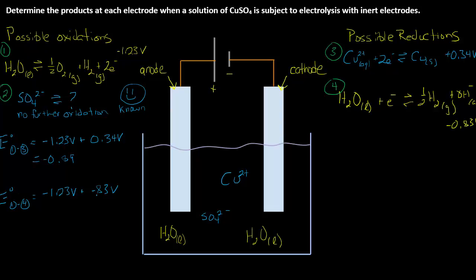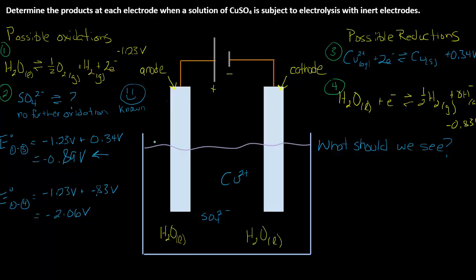The first would give me a voltage of negative 0.89. I'll just clean that up. Okay, that was a bad 8. So negative 0.89 volts, while the cell potential for our cell 1 and 4 here would be negative 2.06, same as it was when we looked at sodium chloride. So in this case, the least negative cell potential is the combination of water and copper 2 half reactions.